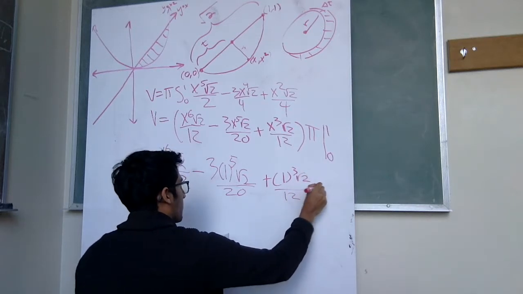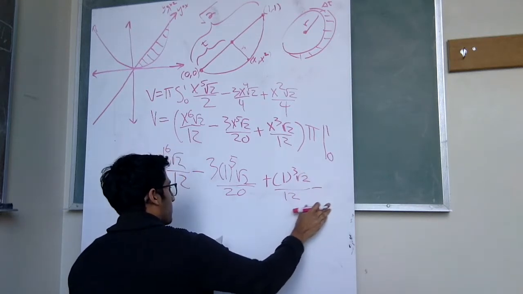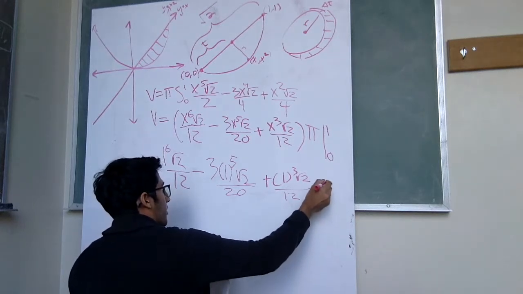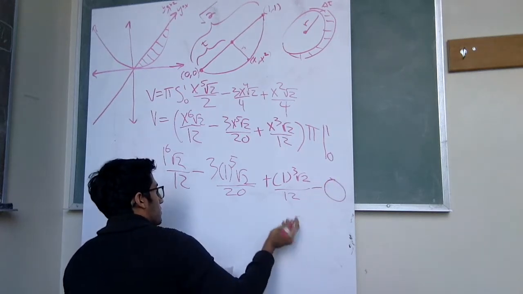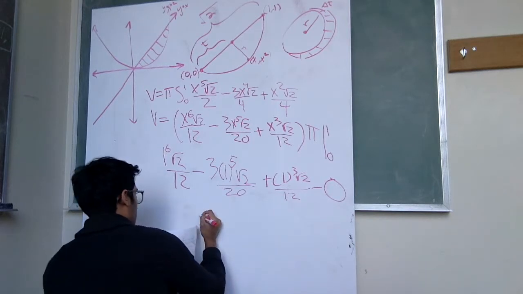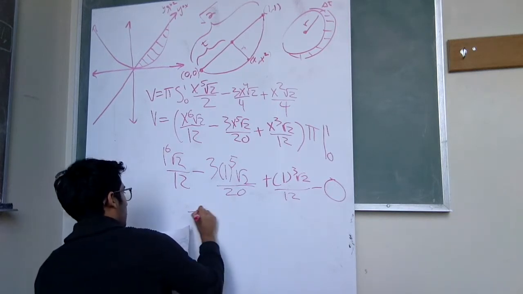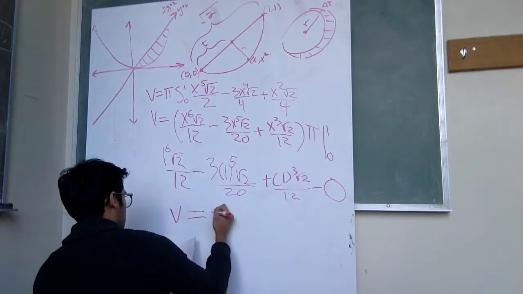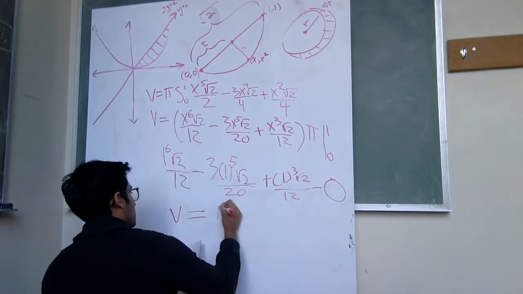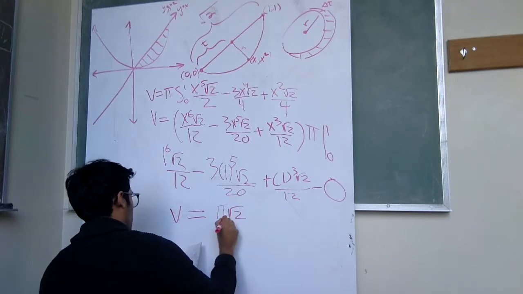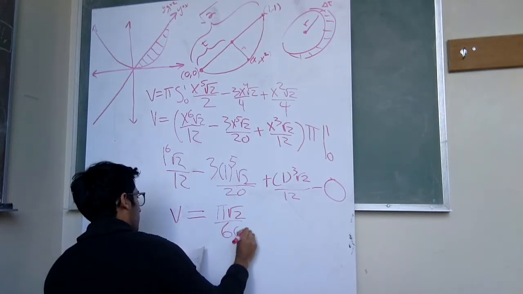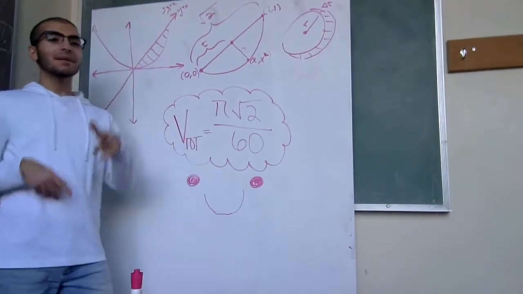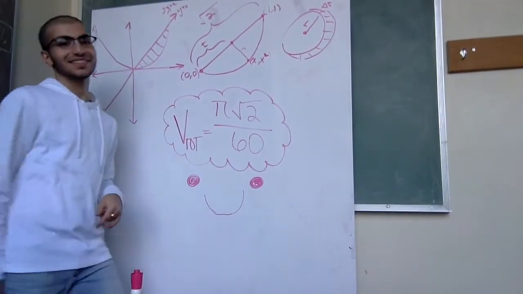And then we also have to plug in 0, and if you just plug in 0, that'll just be 0. So we just subtract 0, and after we further simplify this, we should get the volume should equal pi square root of 2 over 60. And that is the volume. And you get your answer.